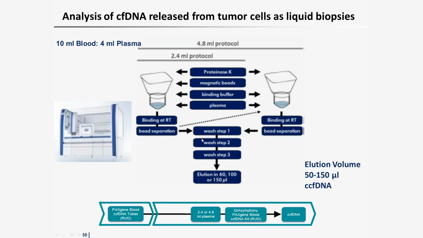DNA extraction can be automatically performed on the QIAsymphony platform, and here you can use a 4 milliliter plasma format or a 2 milliliter plasma format. That is depending on your sample size.